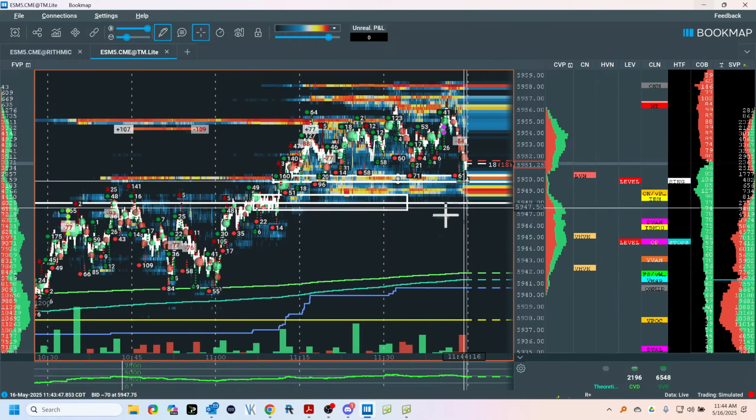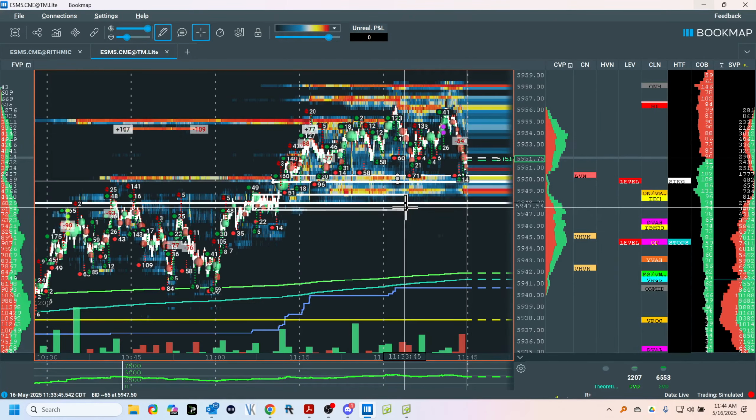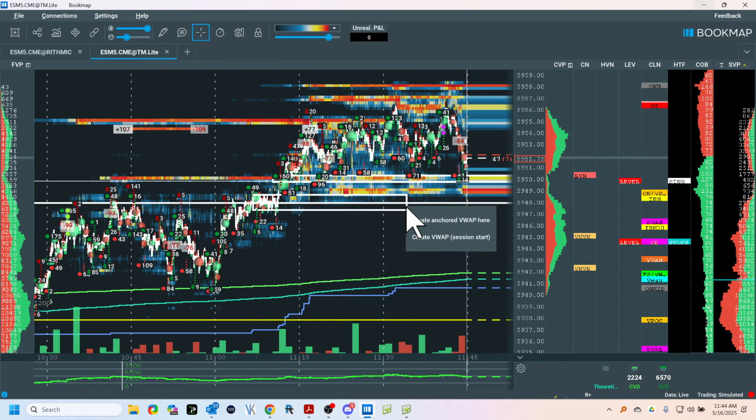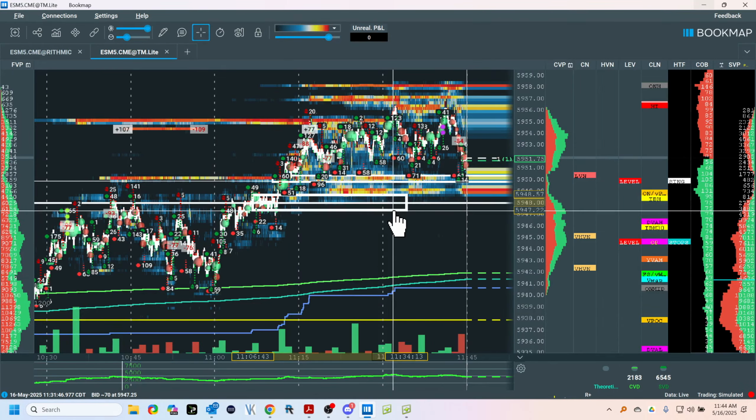Now I have a location. You remember. You see how these trades are set up in advance? Now, it's not mechanical. I'm going to have to see a trigger.